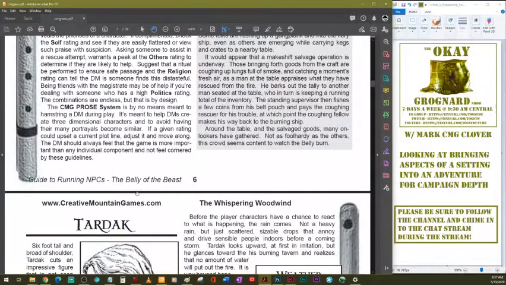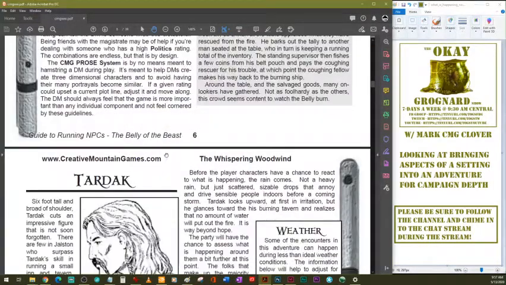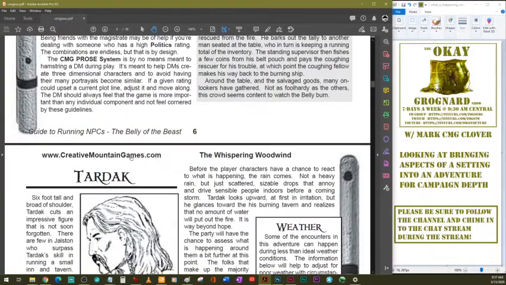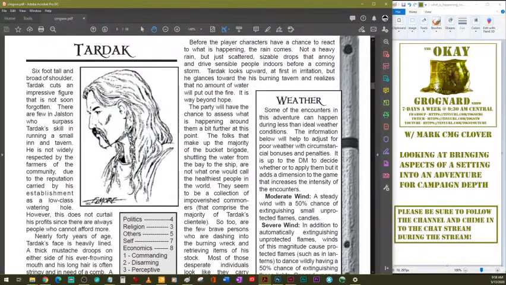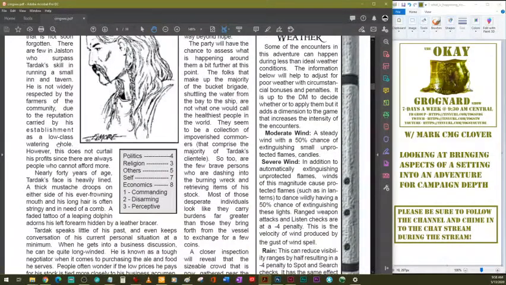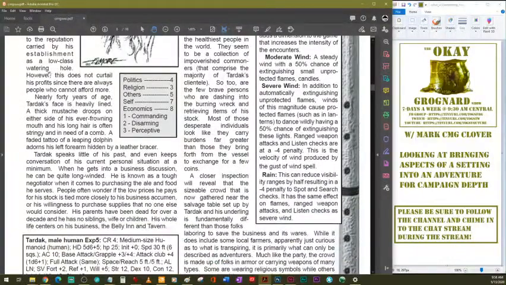And here's a good example of how that plays out. This particular character, Tardak, who's in charge of a background description on him. Okay, the Belly Inn and Tavern is the name of that ship that's turned into an inn and tavern, and Belly of the Beast is the name of the encounter.